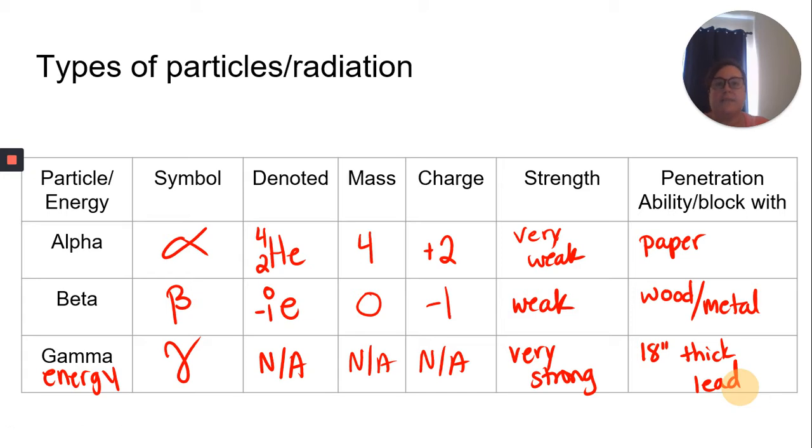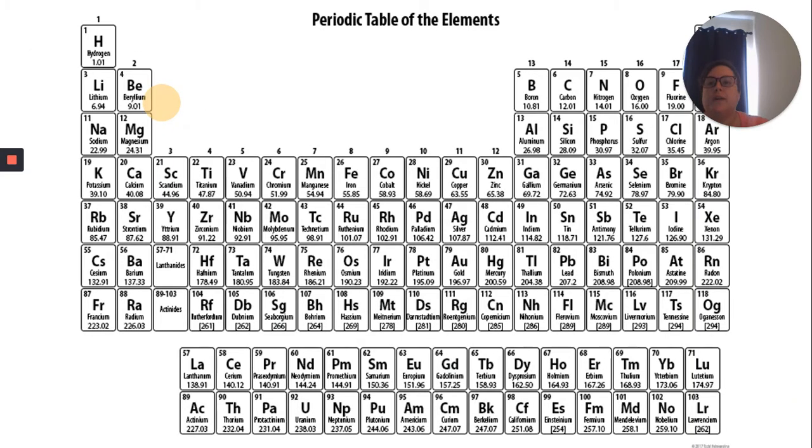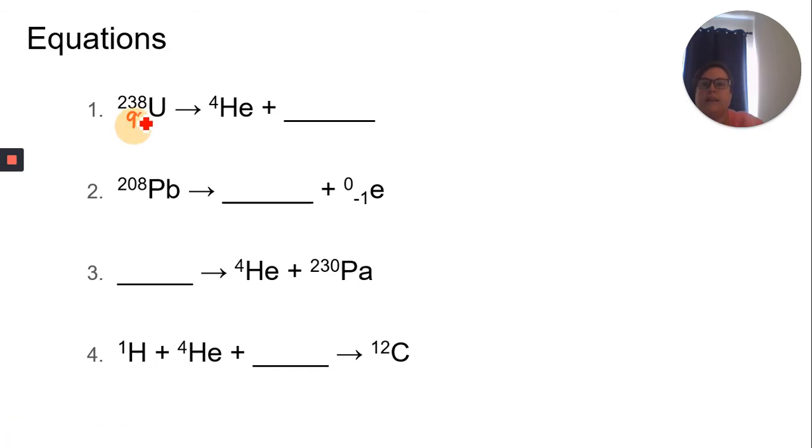All right, so let's look at some of these reactions. You should be able to balance these reactions. So you'll be given some pieces of the reaction and there'll be a piece missing, and then you just have to fill in the blank. Now remember, the top number equals the mass and the bottom number equals the atomic number. So the bottom number is missing here, but we know the element is U, so we can look at the periodic table. Uranium is all the way down here. It's number 92. So we can go back to our problem and we can fill in 92.